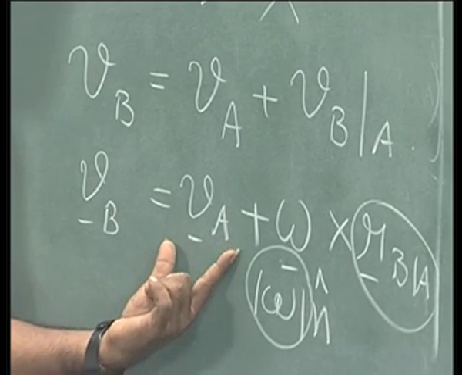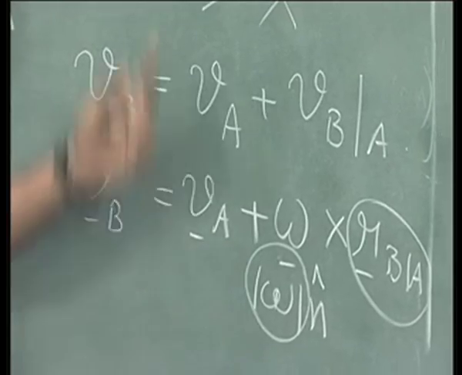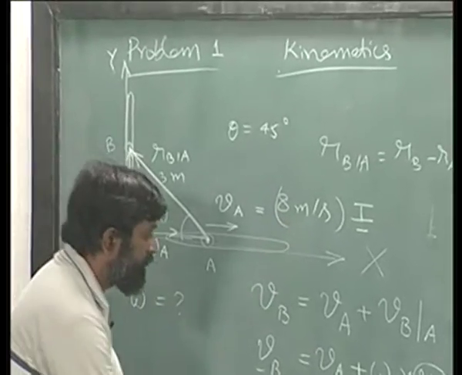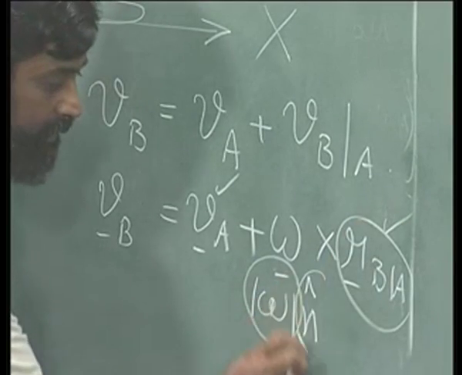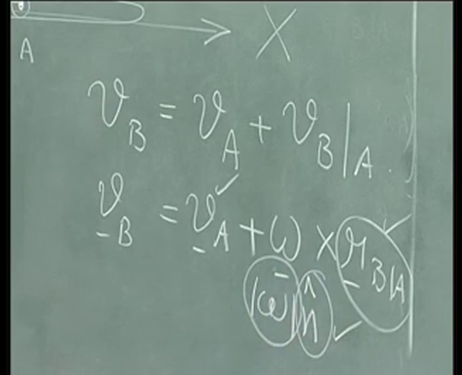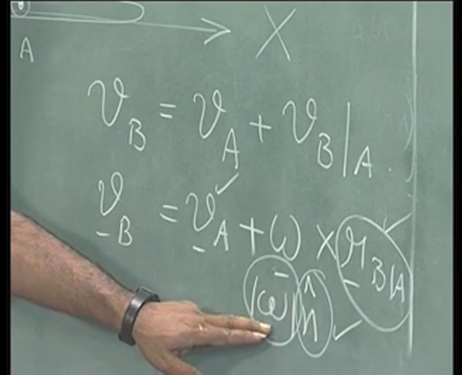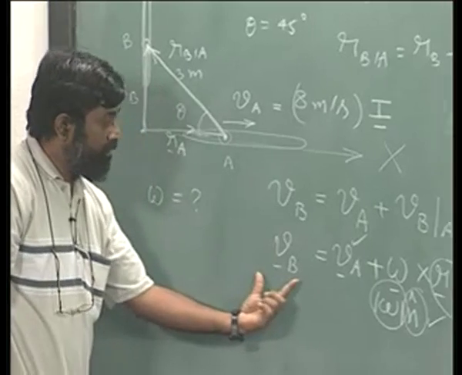Do I know the magnitude of VA? The answer is yes, it is 8 meters per second. So, this is completely known, the direction is completely known, the magnitude of omega is not known. Let us look at VB.